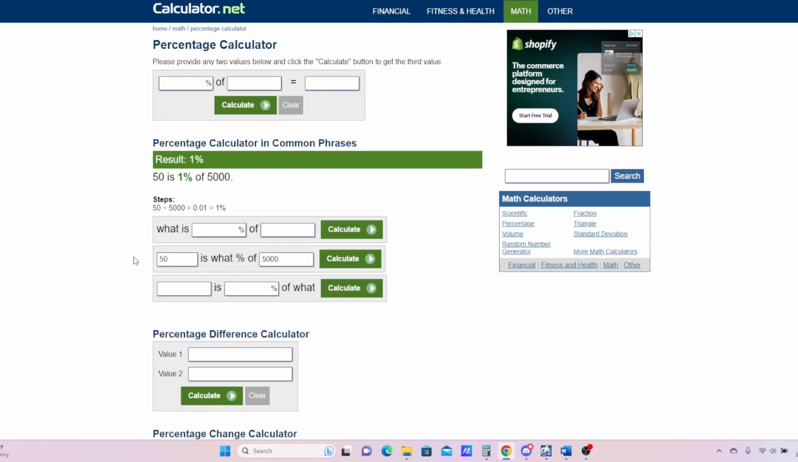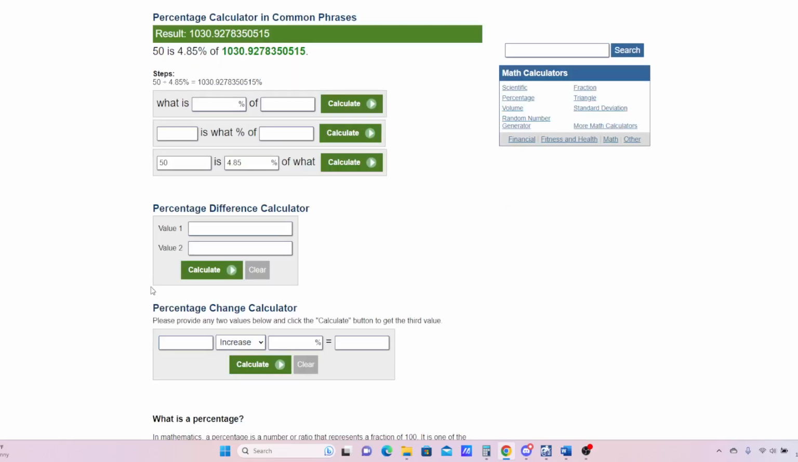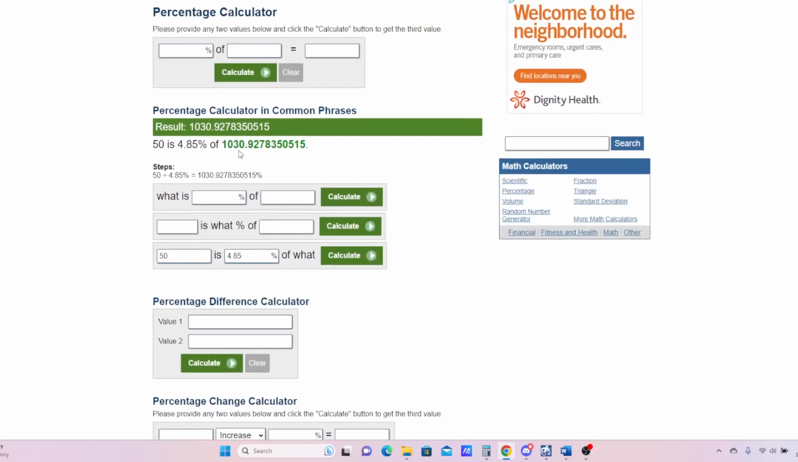So I only want to risk or lose a total of $50 on any one day on this one specific grouping for this Symphony. So what I do is I take $50 and I'll do 50 is 4.85% of what? Because 4.85% is the worst day for that symphony. And then it'll give me a number, so 1,030.